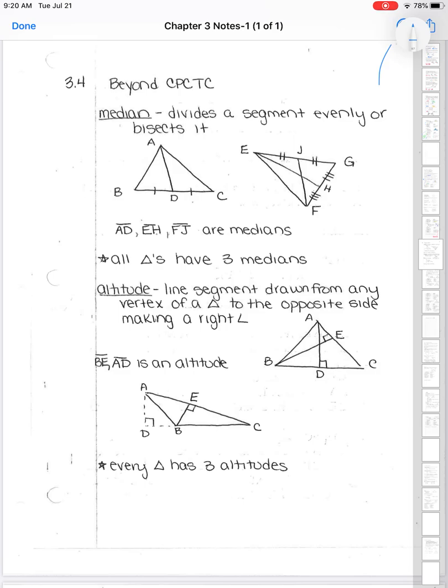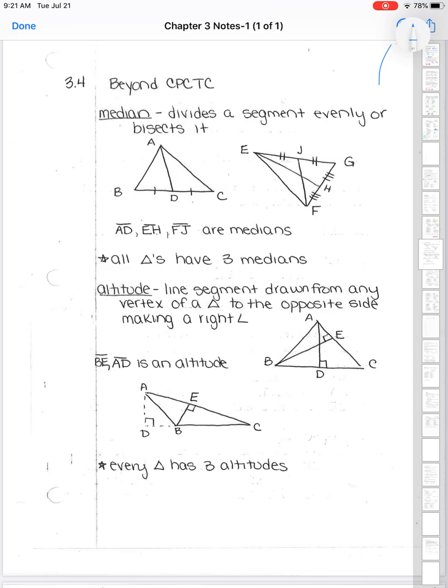Median: it divides a segment evenly, or it bisects it. So it has a very similar meaning to what bisect actually means. It just cuts a side. All triangles have 3 medians. So again, median is very similar to bisect, but in a proof, just make sure that if it's talking about median or if it's talking about bisect, that is the word that you're referring to in the proof. Don't interchange them. It has to be the one that's being used.